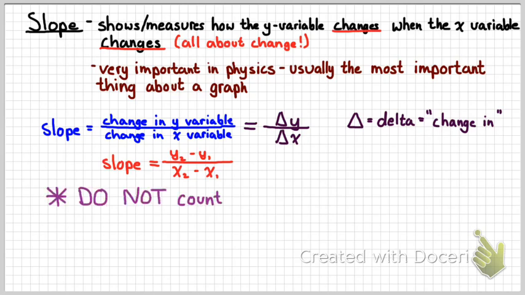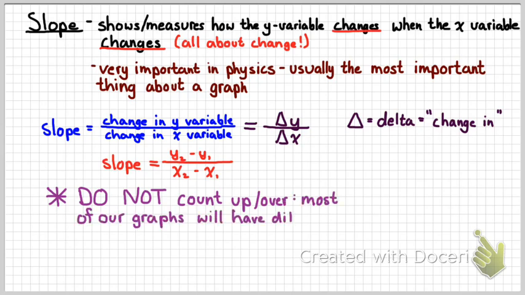Now, a word of caution. Do not simply count up and over. The graphs that we'll typically deal with in physics will not have the same scale on the x and y axis. So you can't just use the lines on the graph and count them. You actually have to figure out what your coordinates are and use that slope equation.